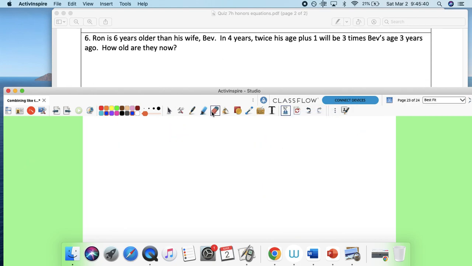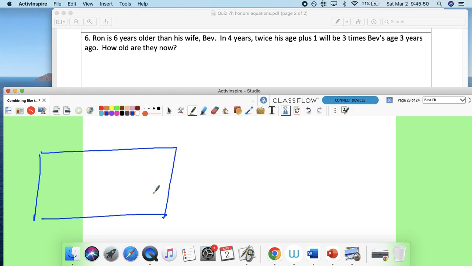6. Again, let's see. Ron is 6 years older than his wife, Bev. Okay, so let's set up a table. When you have a question that says in 4 years, past or future, their age is, in this case, twice his age plus 1 is whatever, then you probably need to set up a table, because it makes it easier to see how old the people are, whether it's now or in the future.